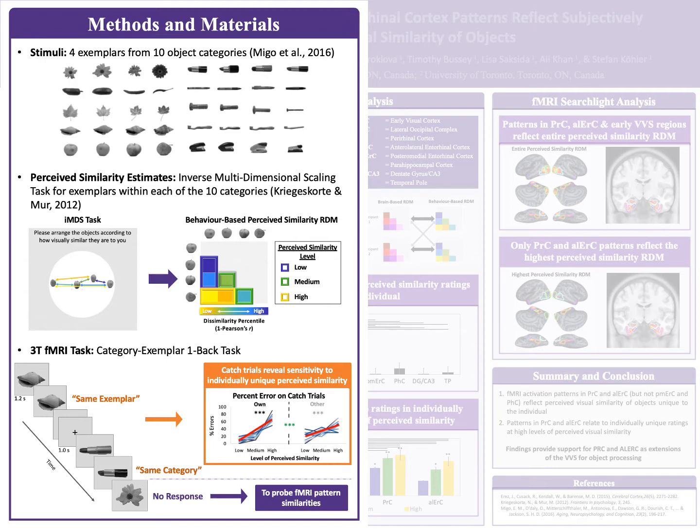We analyzed the catch trials and found that participants' behavior on this task is sensitive to perceived similarity. The proportion of errors increased as the level of perceived similarity increased, and this positive linear trend is larger when using participants' own similarity ratings.